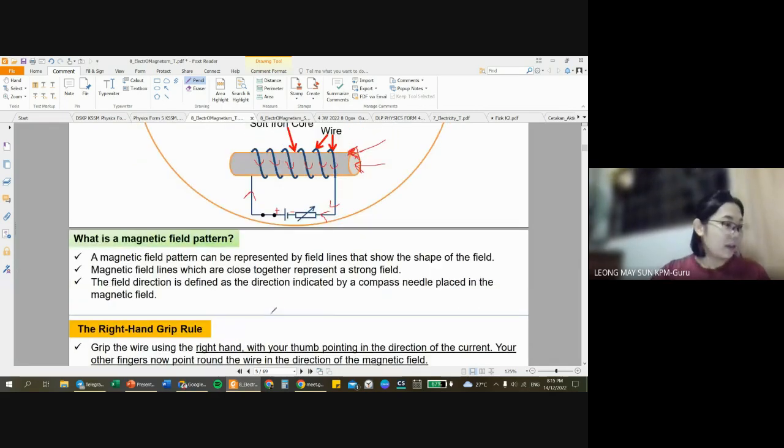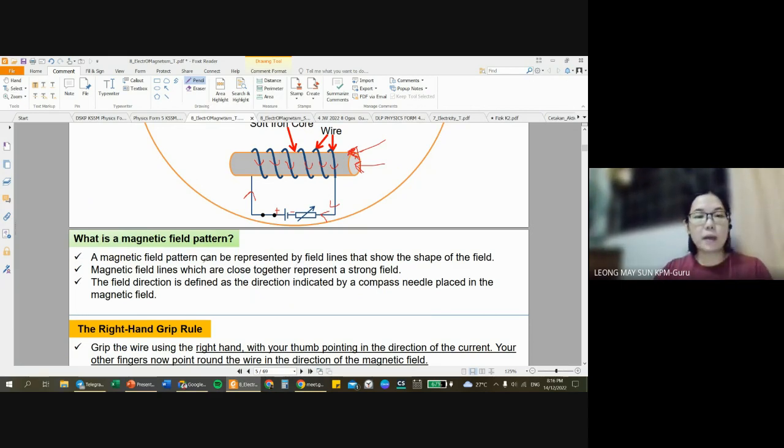Again, if you have any questions, you can just message inside the chat box. Wait, let me see. Because I'm using a tablet, I don't have a dual screen at my hometown right now, but I can still see the messages if you have anything inside the chat box.